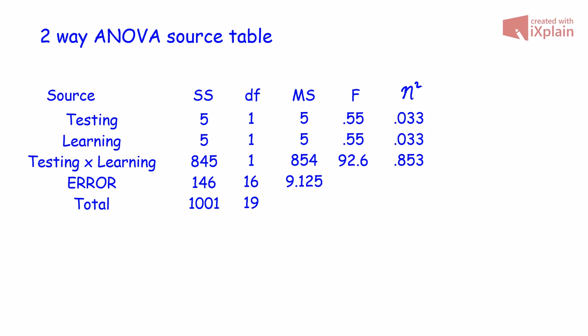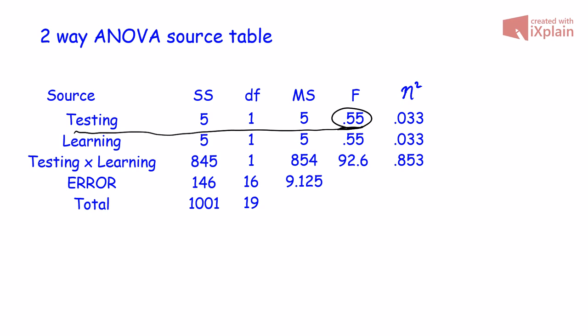Well, in order to know if the main effect of testing was significant, or in other words, if the difference between testing on the beach and testing in the classroom was likely due to sampling error or not, we need to look at this F value. Across from testing, we look at the F value. And that F value is 0.55.